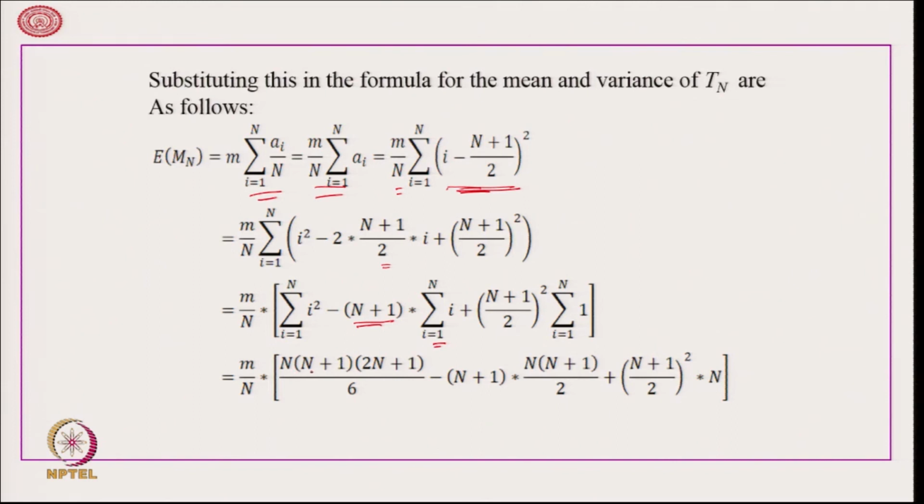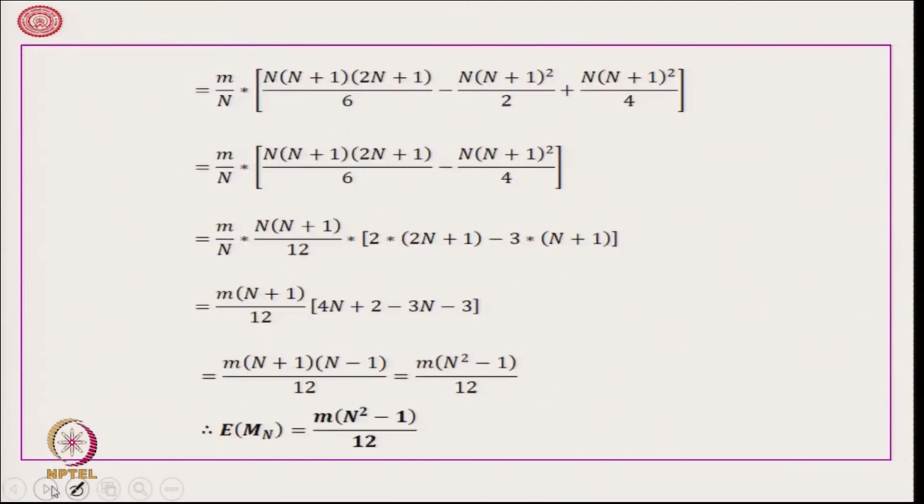is equal to n(n+1)(2n+1)/6 minus (n+1) times n(n+1)/2 summation over i plus ((n+1)/2) whole square times n. This is straightforward. Now let us simplify it: it is equal to n(n+1)(2n+1)/6 minus n(n+1) whole square/2 plus n(n+1) whole square/4. The first term comes as it is, and these two give us minus n(n+1) whole square/4.